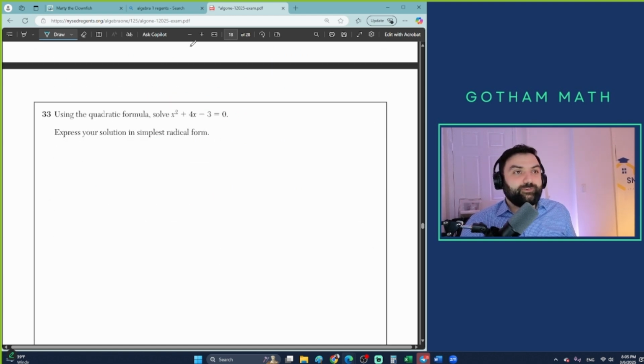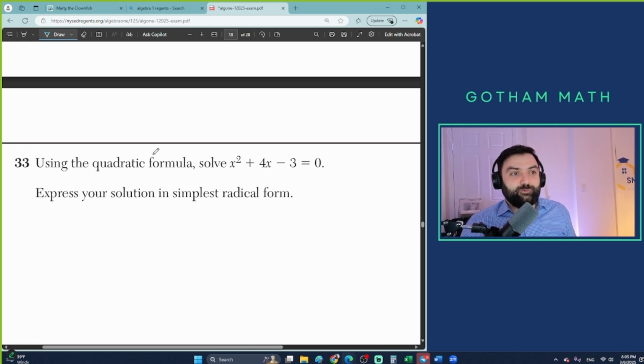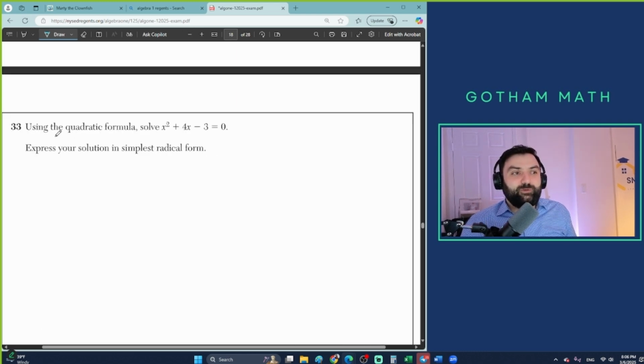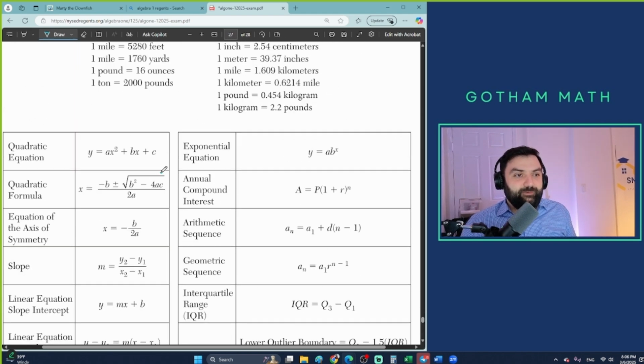Oh, look at this, guys. A second problem with a quadratic equation. Now we have to solve it using the quadratic formula. There was a completing the square one, and now there's one with the quadratic formula. So if you don't know the quadratic formula, don't panic. It's there. It's given. It's right in front of you. Say thank you, you don't have to memorize it.